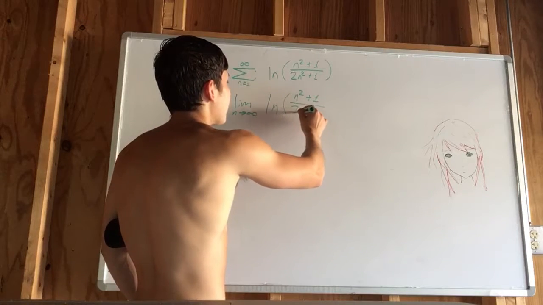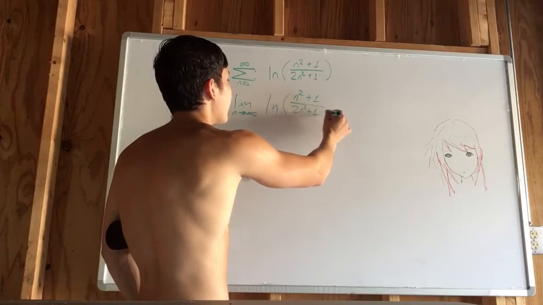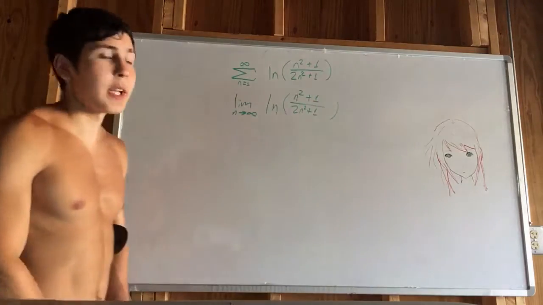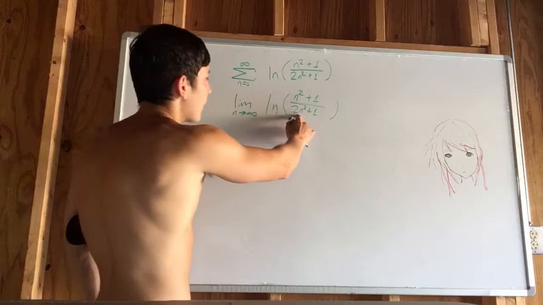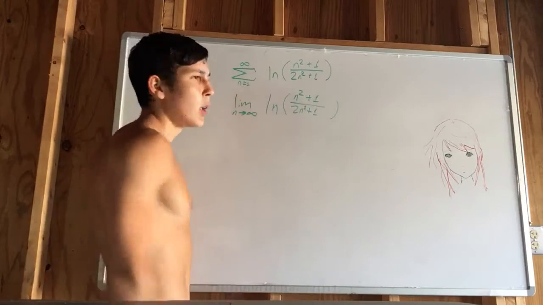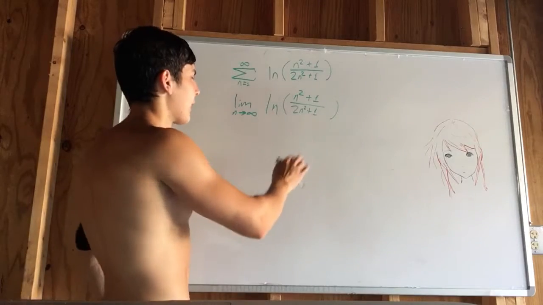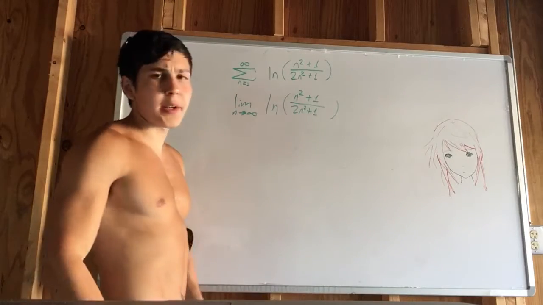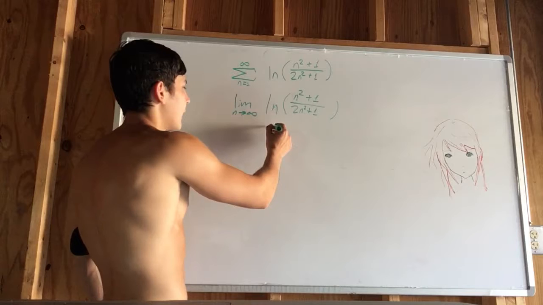n²+1 over 2n², and how would we do this? Do you remember how to do this? The way you do it is, you notice we have n² and we have n². If we had n and we had n, we would divide everything by n. We have n², we have n², we divide everything by n² in there.